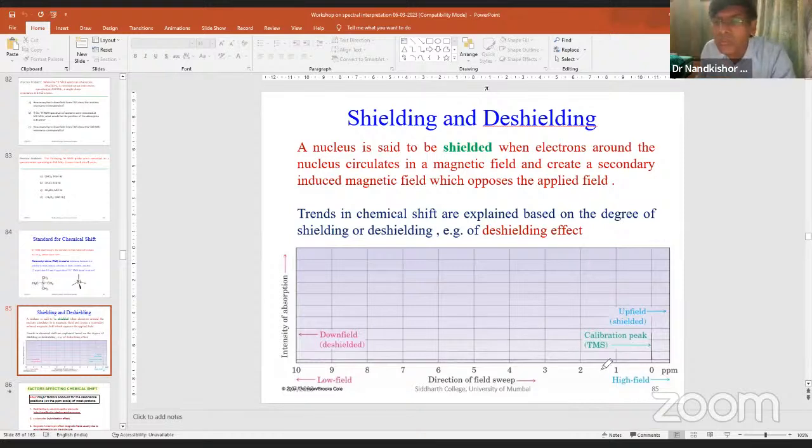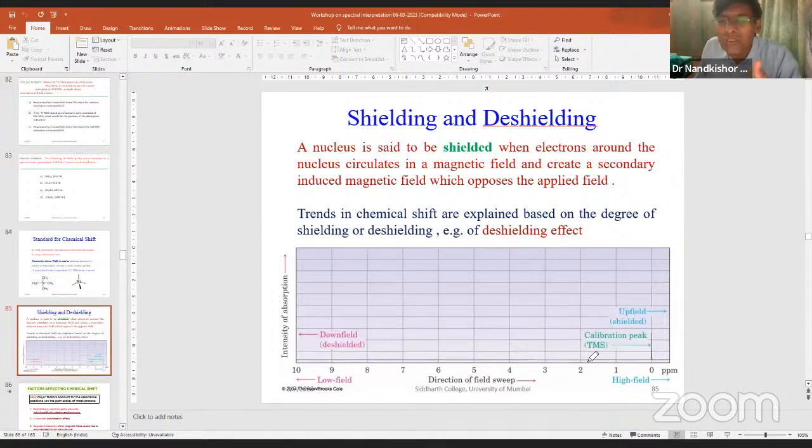Now, if your peak is towards the zero, that means the required frequency for the flipping will be more. That means the denominator will be more, so the del value will be less. I said the denominator is more, that means the applied magnetic field required will be more. If it is more, your peak will be going towards the zero. That means your peak is close to zero, maybe 0.9 or 1. So that is a highly shielded one.